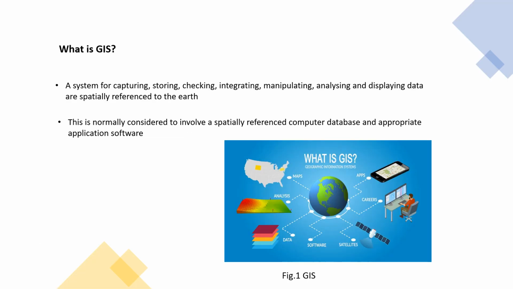What is GIS? Basically, GIS is a system of capturing, storing, checking, integrating, manipulating, analyzing, and displaying data which are spatially referenced. The data presented by GIS are of two types, spatial and non-spatial. Spatial data is such as boundaries, walls, and land surface, and non-spatial data is, for example, population and so on. Here, GIS presents the data with spatial reference. It is normally considered to involve a spatially referenced computer database and appropriate application software.